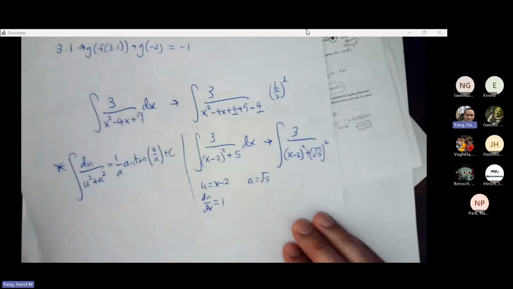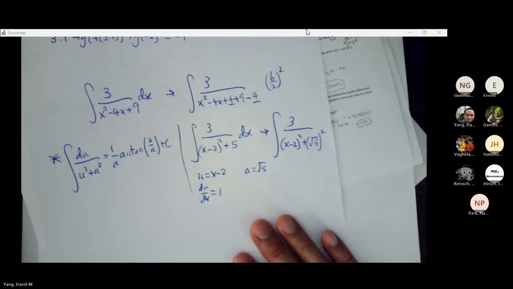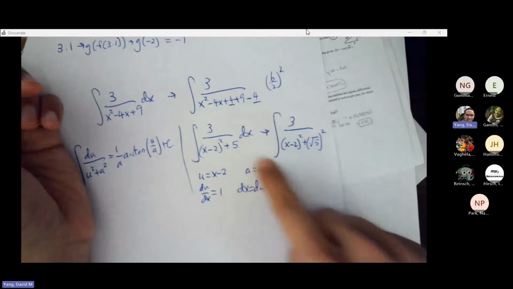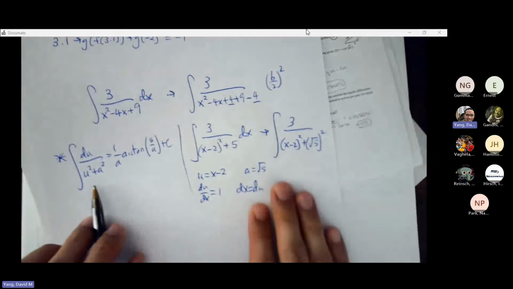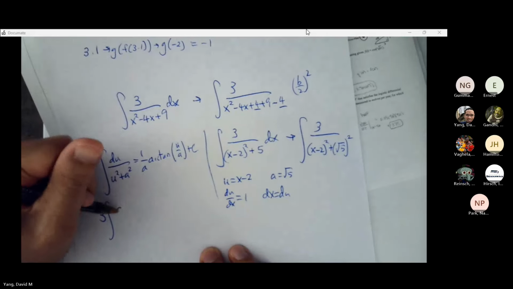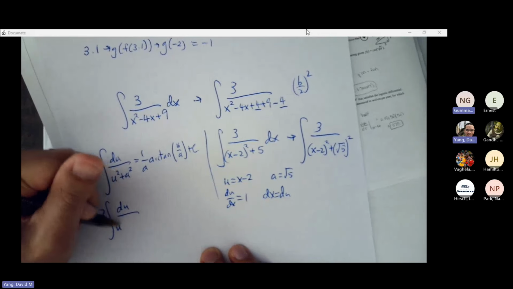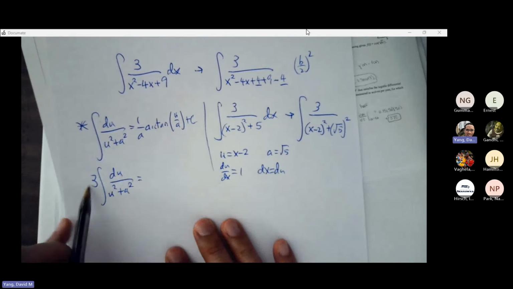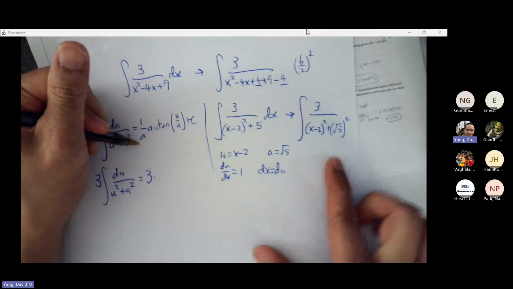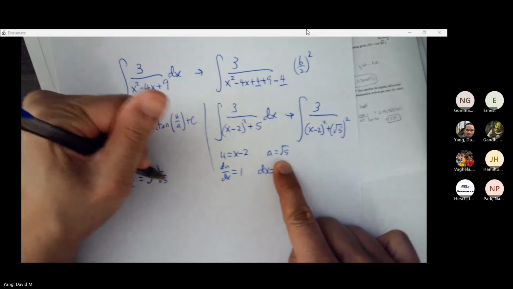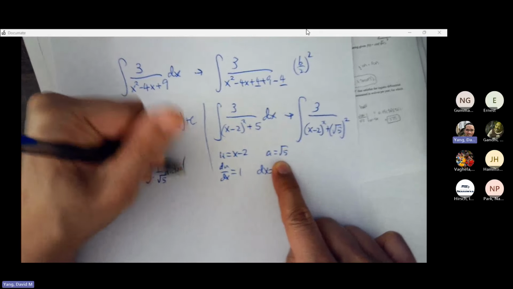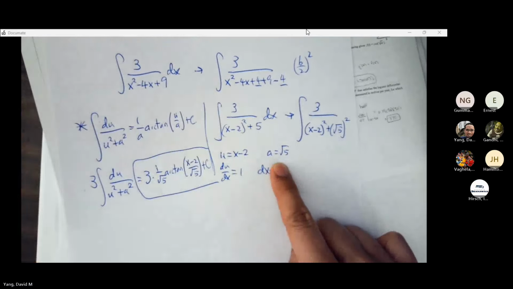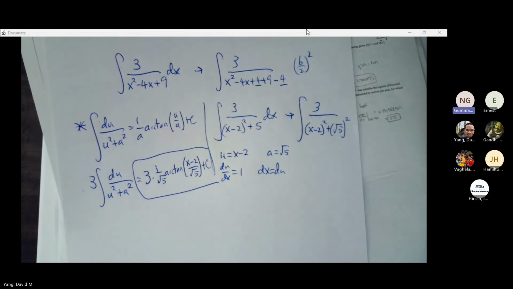du over dx equals 1. dx equals du. So if I try to get this all in terms of u and du, it'll look like this. Oh, you push the 3 out. That's the part. And now I'm just going to follow the rule and put everything back in place. The 3 is going to be there, 1 over a, so 1 over root 5, arctangent of u over a, plus c. Okay, that makes sense.